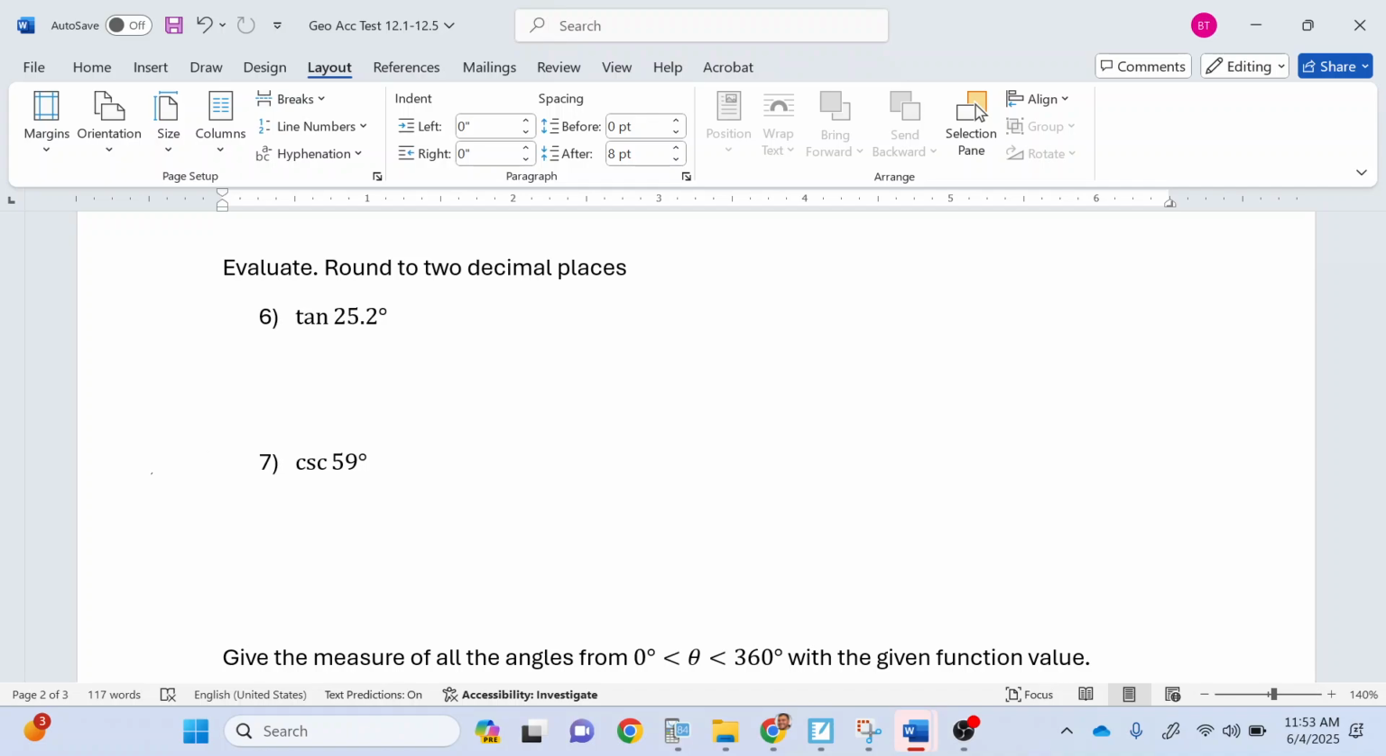I'm just going to trust you. What is it? 0.47. You just have to type it in. And then cosecant. Since it's cosecant 59, you need to do 1 over sine 59. It is not sine 1 over 59.